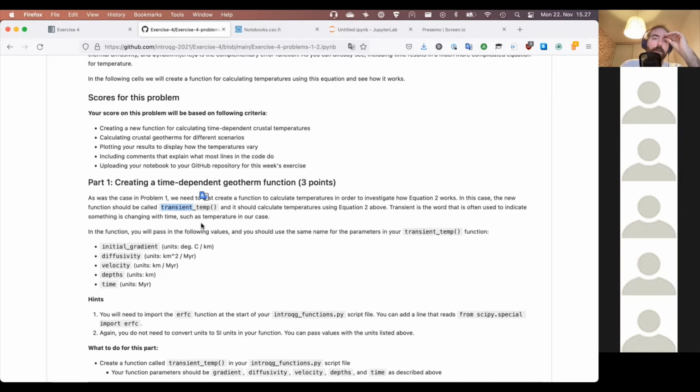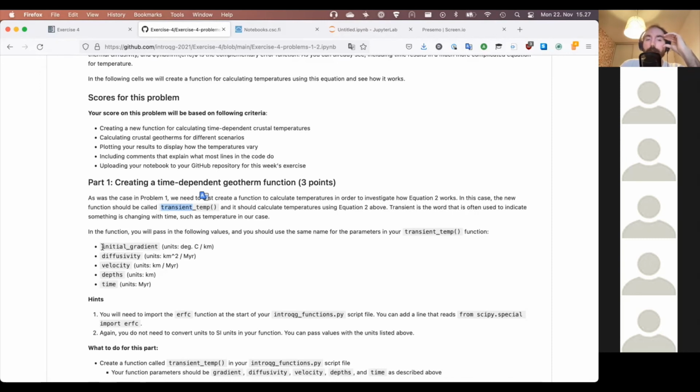I couldn't really think of a shorter way. I could have gone with time-dependent temp, but that seemed kind of clumsy to type in. So transient temp will be the word that we're using for our function. And then here we have an initial gradient, diffusivity, velocity, depth, and then time.